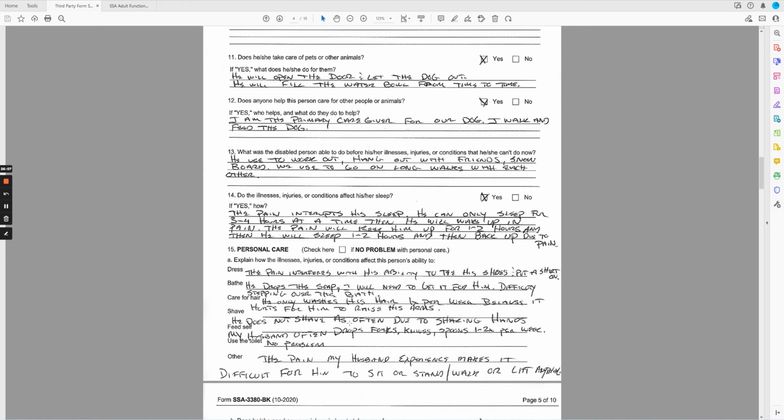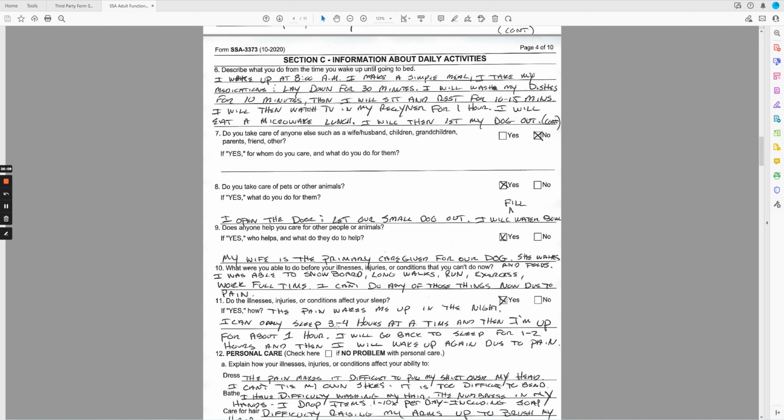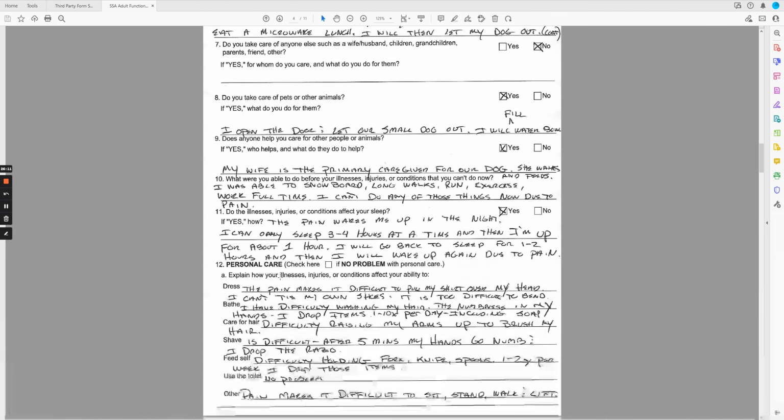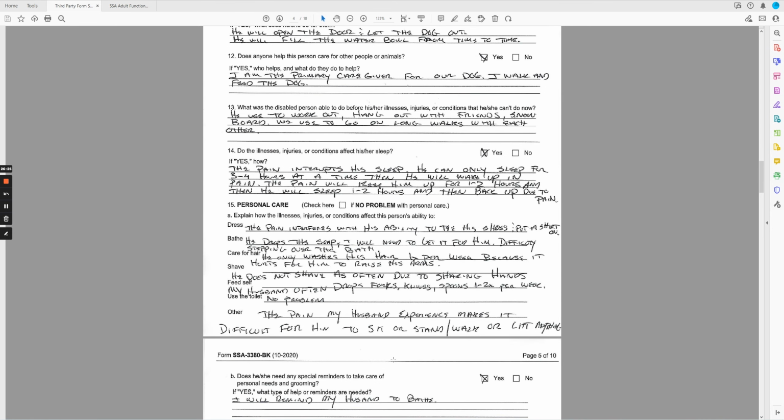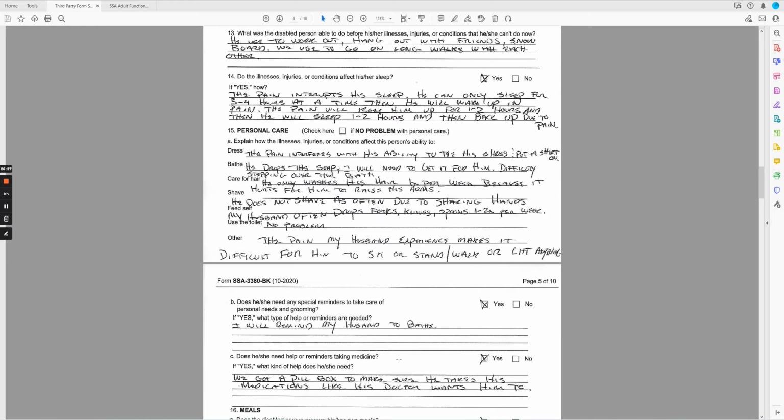And so as you can see again in the adult function report, Number 12, personal care, dress, bathe, care for hair, shave. So exactly the same. And go ahead and read that, and talk to your friend or family member or significant other, and just make sure you guys are on the same page. And so let's move on.